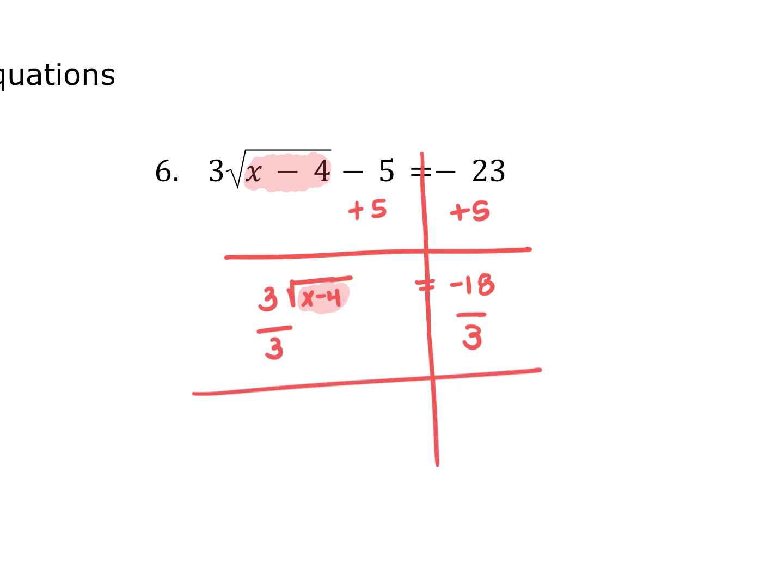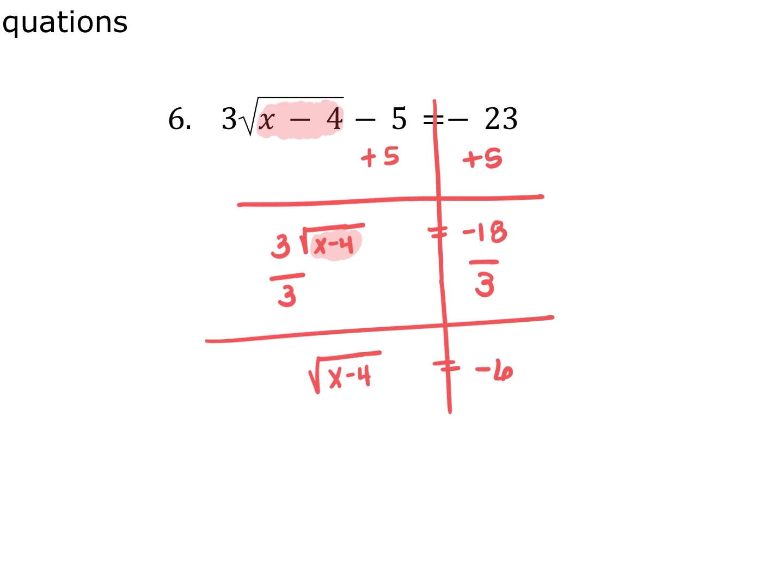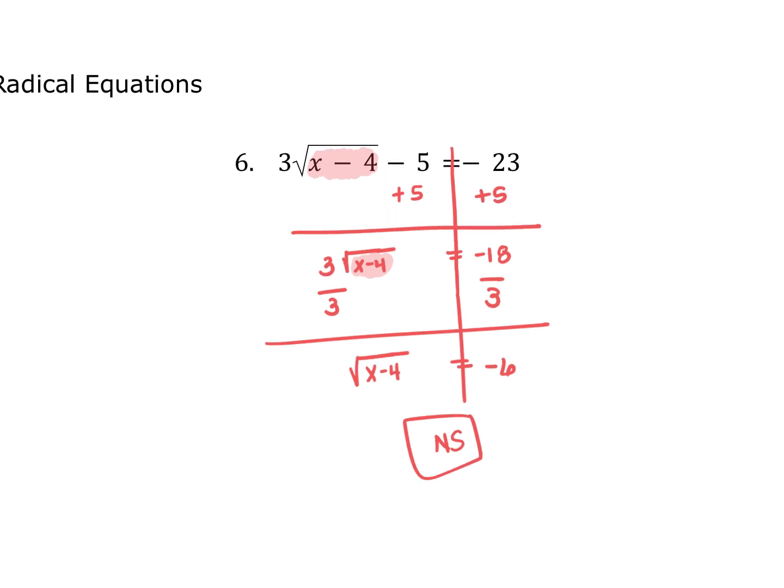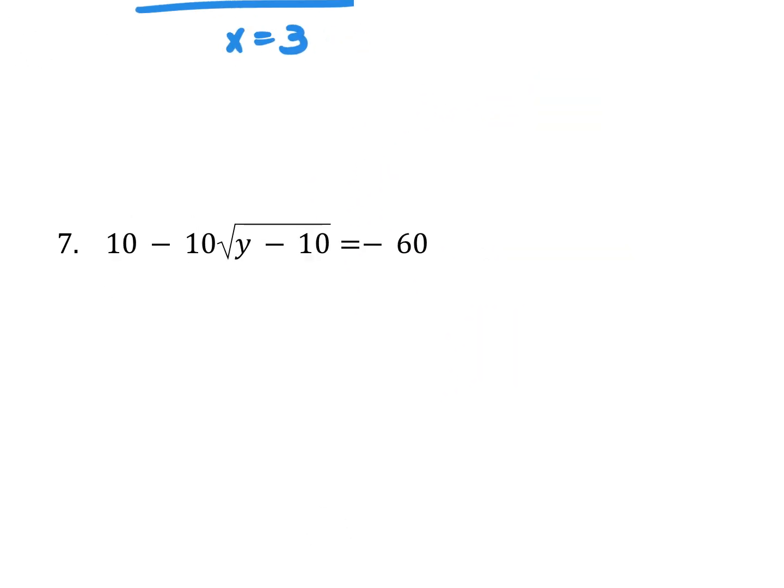So I still have the x minus 4. I'm going to set that equal to negative 18 divided by 3, which gives me a negative 6. Remember, you can't have the square root of something equal to a negative number. When that happens, you just call that no solution. So we're going to say no solution for this one. Let's try looking at number 7.